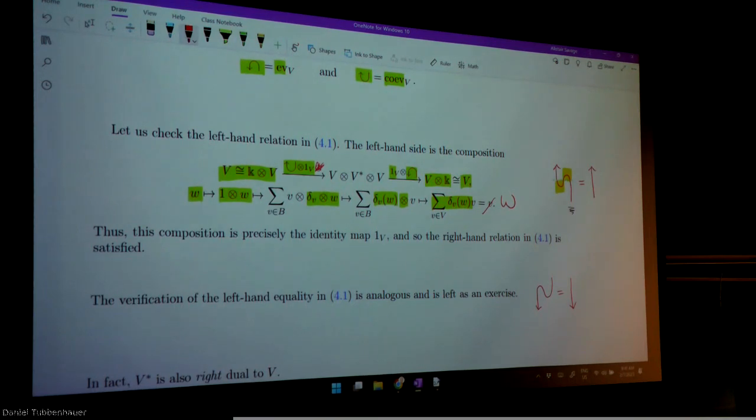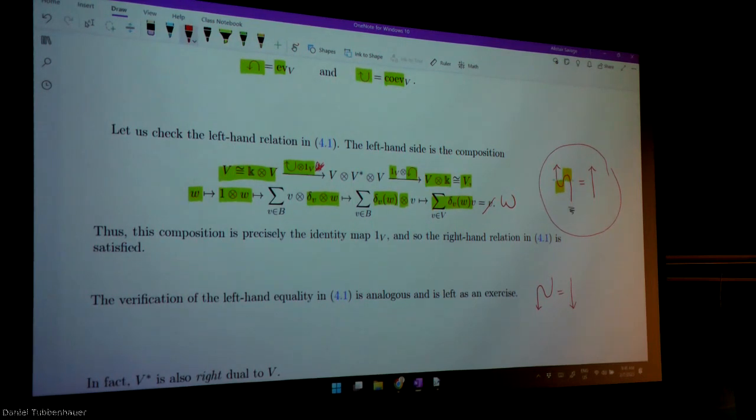Right, so you get exactly back W. So you see this composition is the identity map. We started with W and we ended with W. So that exactly shows this relation. We show that this zigzag is just the identity map. Okay.